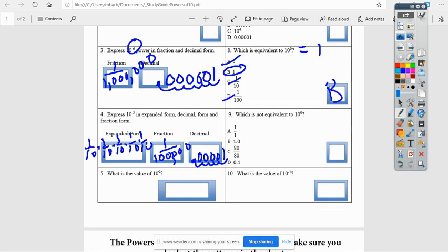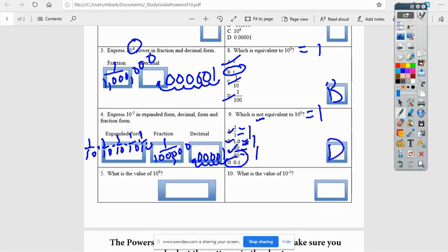Which is not equivalent to 10 to the 0 power? As we stated above, 10 to the 0 power is 1. So we're looking for 1. Make sure it's not equivalent. So that's 1, so that one's correct. 1.0 is 1. That is correct. 8 divided by 8 is 1. And 1/10 is not 1. So it is D. All right, last two.